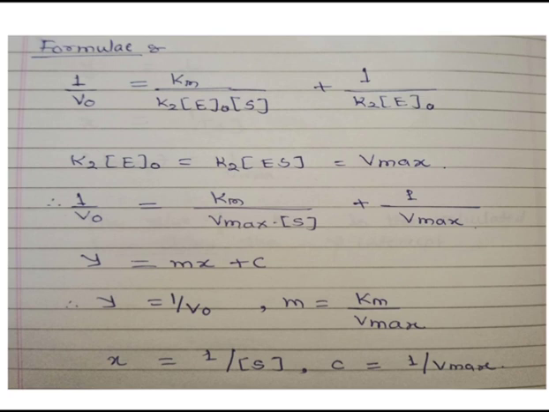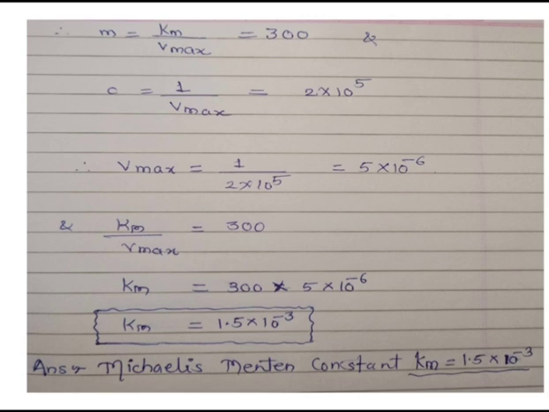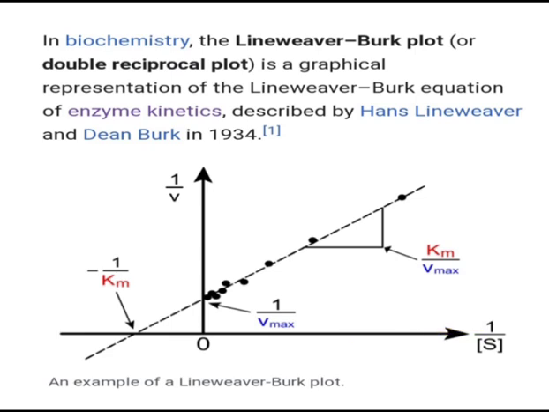Now y is equal to mx plus c, this is the straight line equation. On the y-axis is 1 upon V0, then Km upon Vmax will be the slope, and 1 upon Vmax is the intercept, and 1 upon substrate concentration is the term on the x-axis. Now we have all the values. Just keep in mind the plot will be like this: 1 upon V0 on the y-axis, 1 upon substrate concentration on the x-axis, Km upon Vmax is the slope, and 1 upon Vmax will be the intercept.